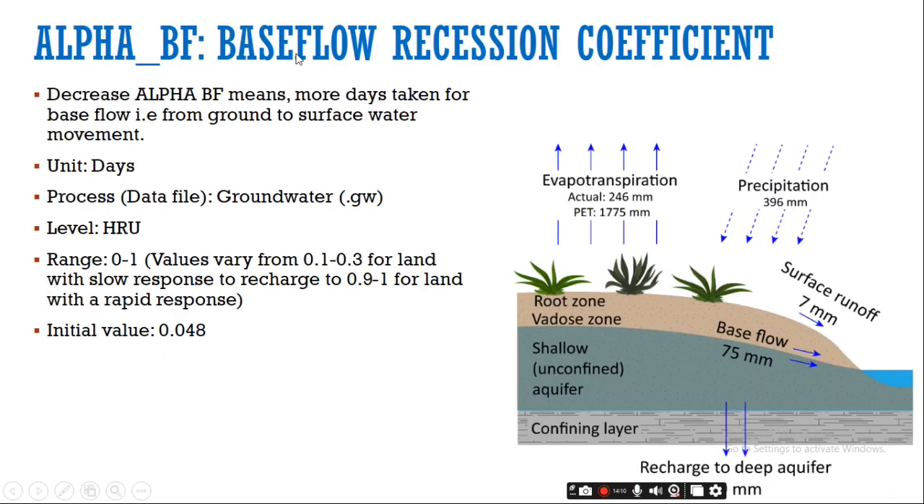Alpha BF means base flow recession coefficient. A decrease in alpha BF means more days taken for base flow. That means the movement from groundwater to surface water. You can see here how much time it takes for base flow to reach the surface water, and its unit is days. Its recommended range is 0 to 1. Its initial value is 0.048.